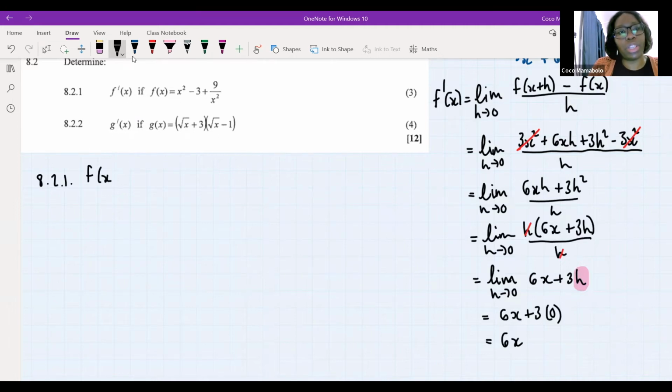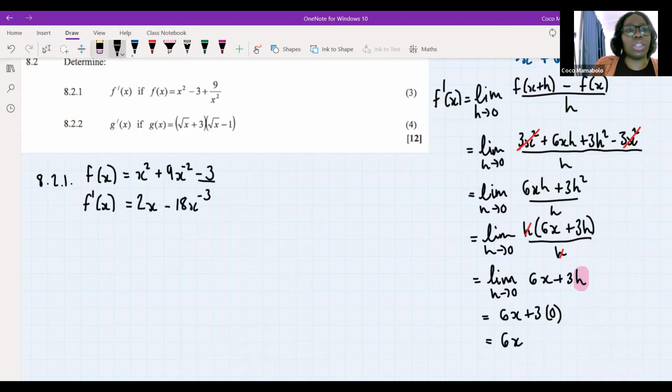So I'm going to rearrange f of x first. I'm going to go x squared minus 3. In fact, I'm going to take that minus 3 to the end, otherwise it's just going to make my life a lot more difficult. So I'm going to have plus 9, and I'm going to bring the x squared to the top. So it's going to be x to the power of minus 2 minus 3. And then I can find the derivative. The derivative of f of x is 2x minus 18x to the power of negative 3. And this is just the constant, it will fall away.